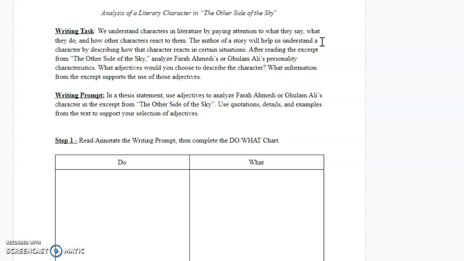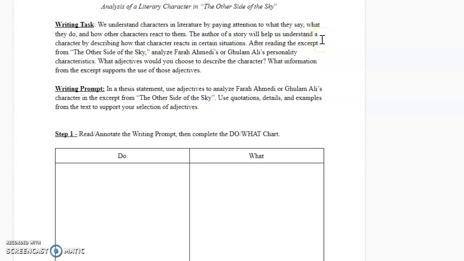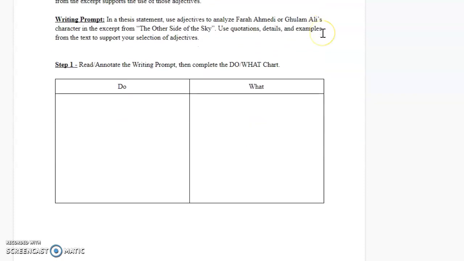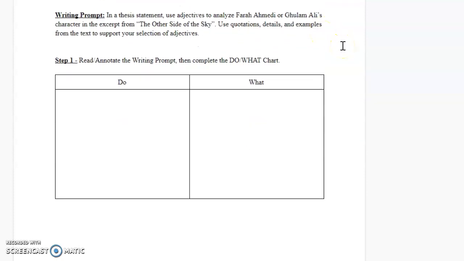What adjectives would you choose to describe the character? What information from the excerpt supports the use of those adjectives? Okay? So we're going to be talking about Farah Ahmadi or Ghulam Ali. In your writing prompt, in a thesis statement, so many of you have not practiced thesis statements. We will be practicing thesis statements today or this week. Use adjectives to analyze Farah Ahmadi or Ghulam Ali's character in the excerpt from The Other Side of the Sky. Use quotations, details, and examples from the text to support your selection of adjectives.